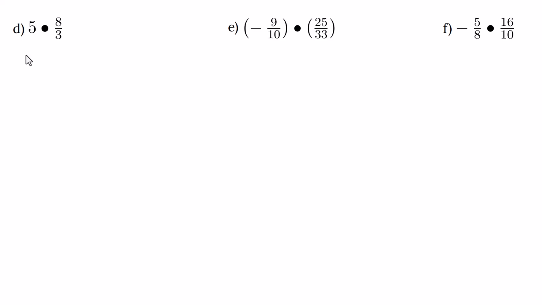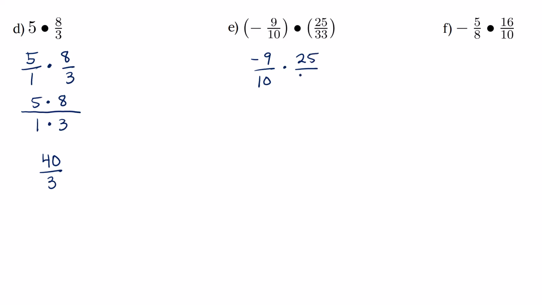For this one, I'll start by writing 5 as a fraction, 5 over 1 times 8 over 3. Now we can multiply our numerators, 5 times 8 and 1 times 3, so that's going to come out to 40 over 3. With part E, because we have a negative here, I'll rewrite it on top. Now I'll write this as one fraction and multiply negative 9 times 25 on top and 10 times 33 on the bottom.